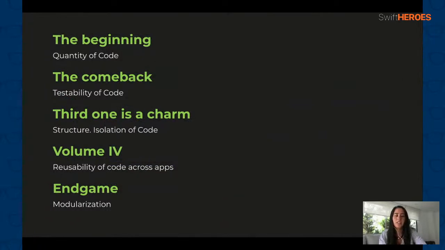And if this is the summary, at the beginning our worry was the quantity of code. The second phase, the comeback, our main challenge was, how can we make our code more testable? In the third phase, our worry was, how can I structure the code so that it can be easily reused and ported to another application? So we were more focused and worried about structure and how to isolate code.